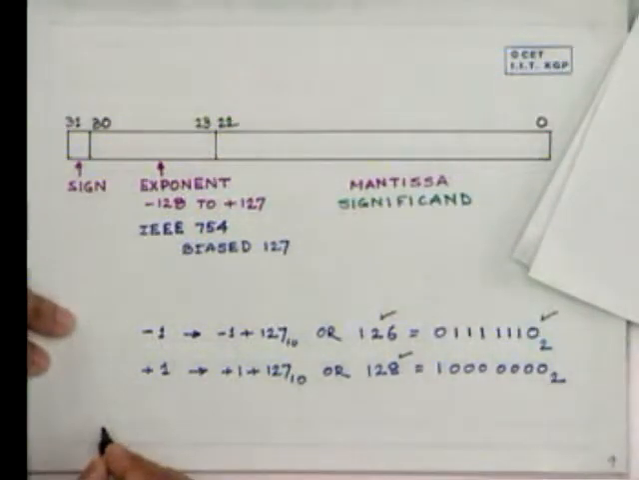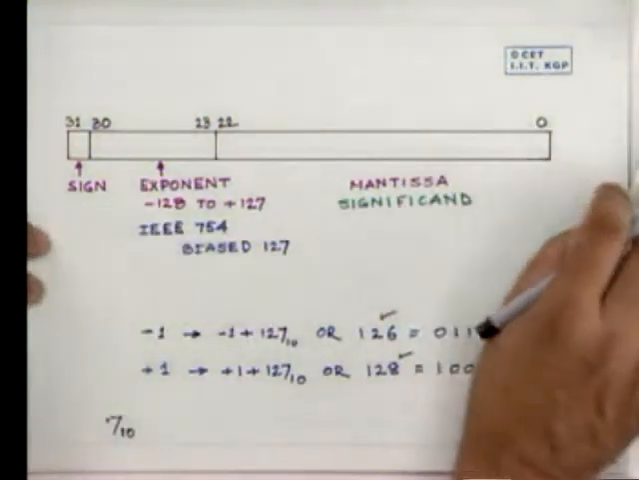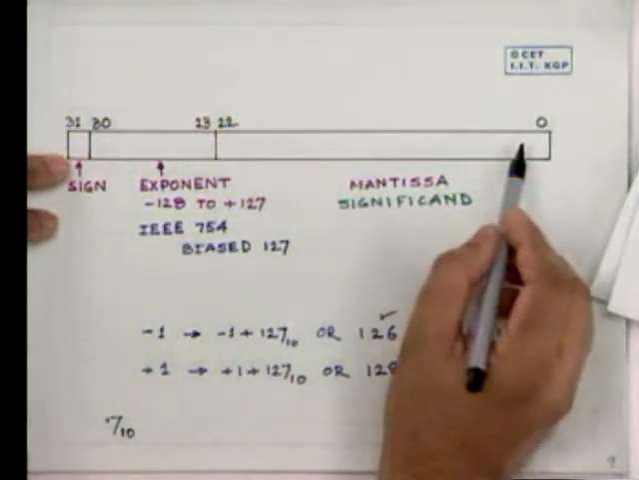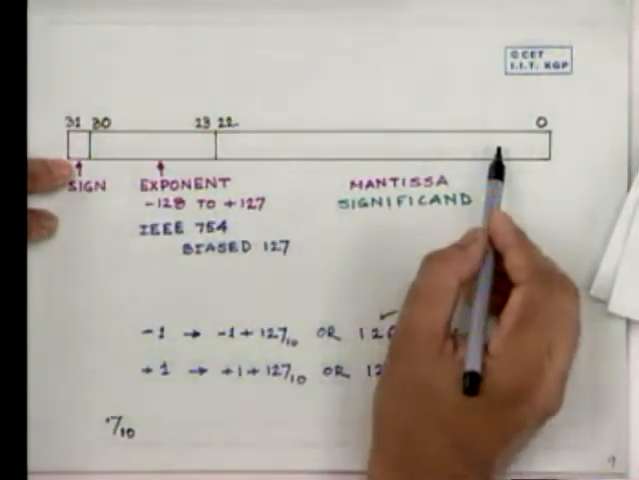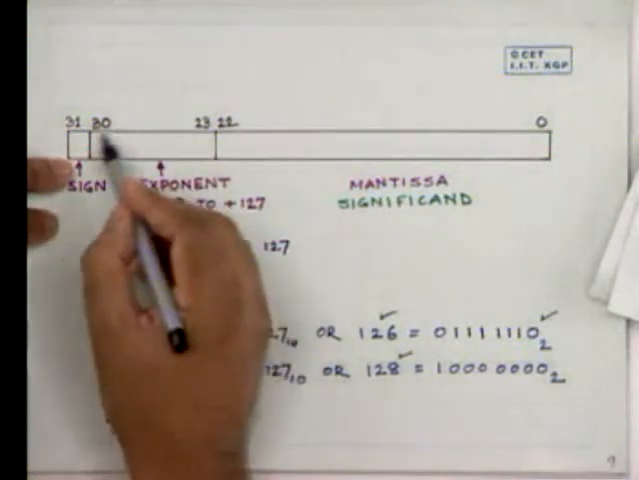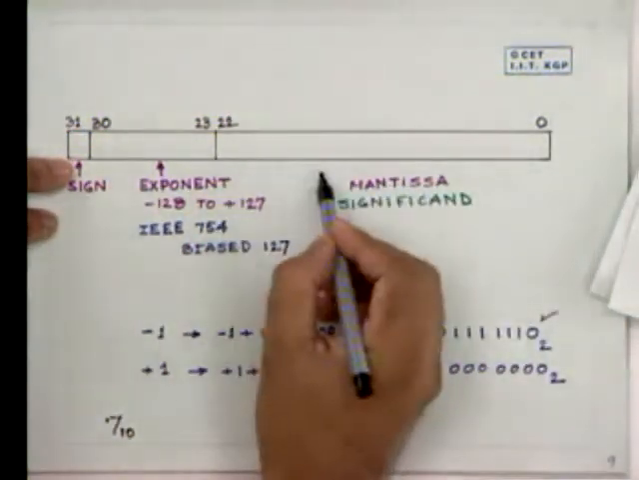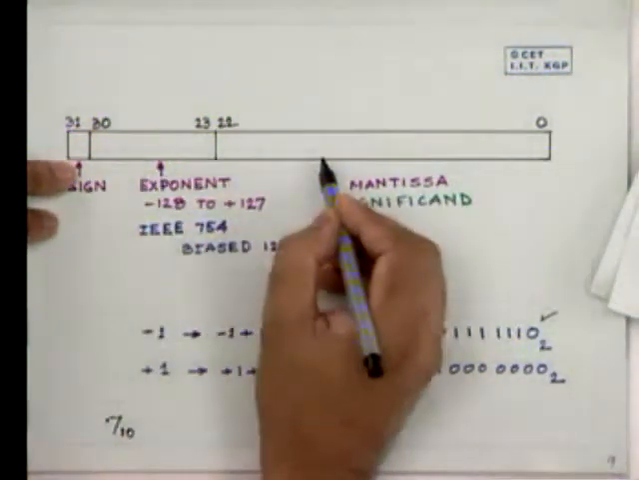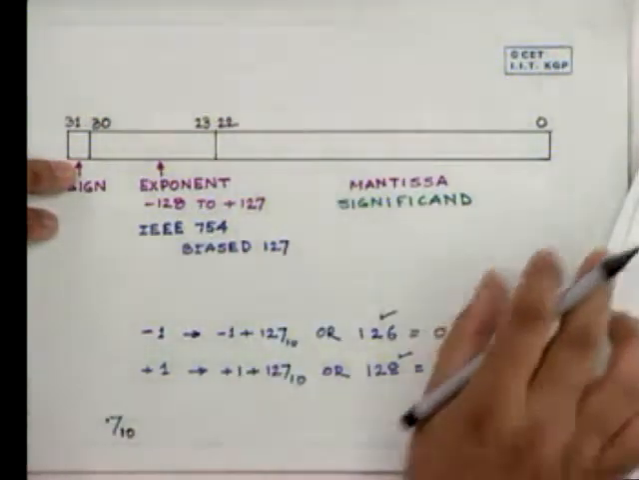So for example, if you take say decimal 0.7 and you try to represent it as an 8-bit exponent and 23-bit mantissa number over here, you'll immediately find it's very difficult to represent 0.7 exactly.